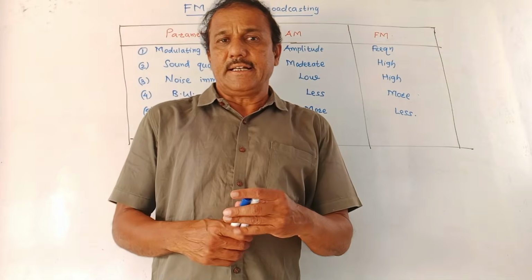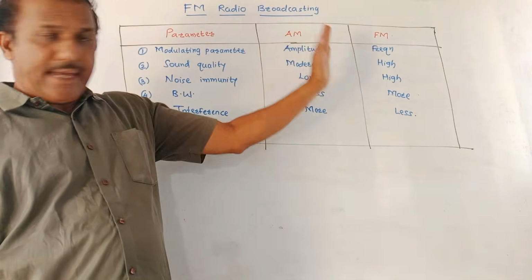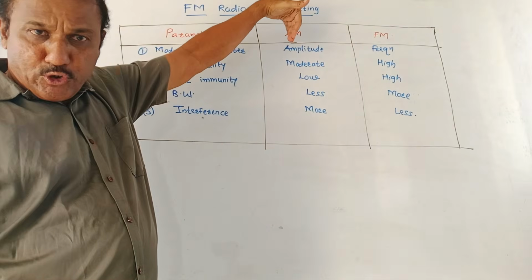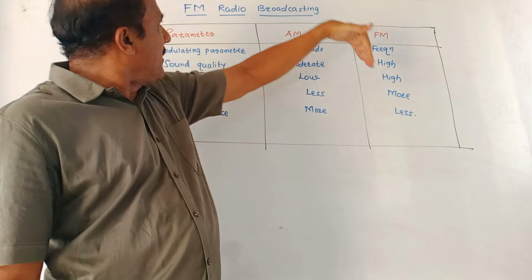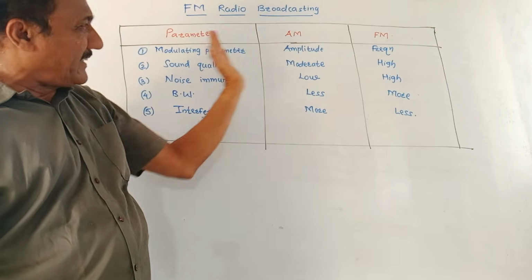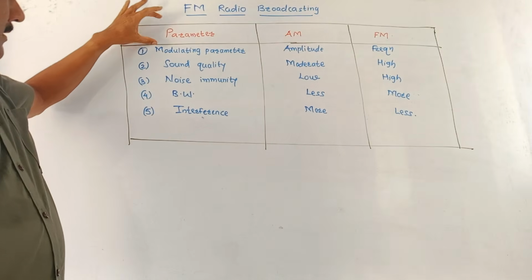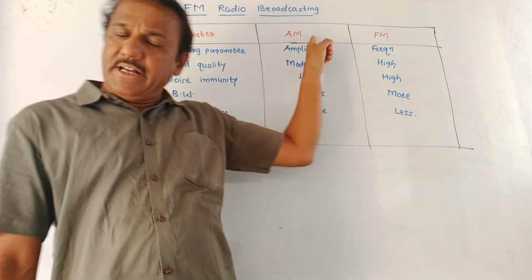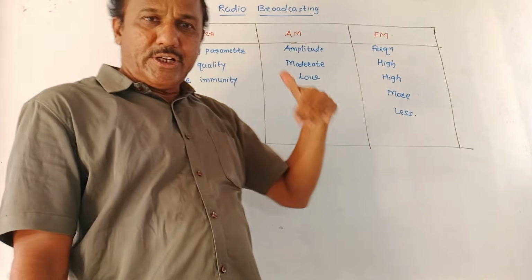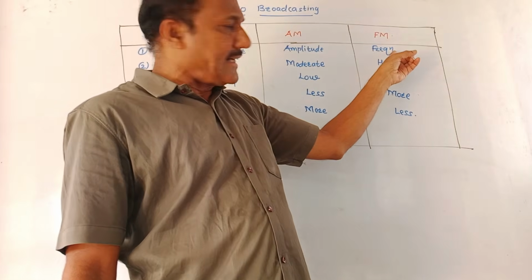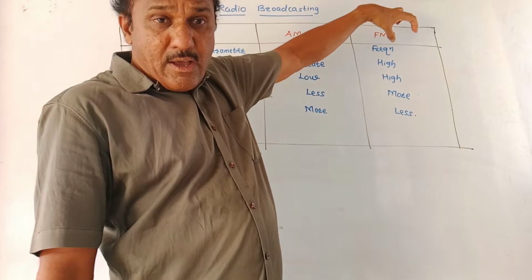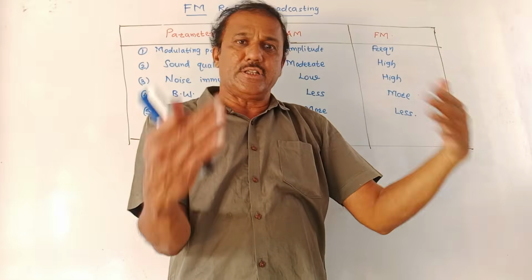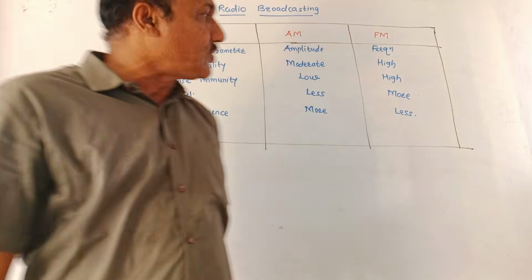Now let us discuss the comparison between FM and AM. FM is frequency modulation, AM is amplitude modulation. We discussed the FM radio broadcasting system. Now let us compare these two. We'll discuss it parameter wise. The first parameter is the modulating parameter. As the name indicates, in amplitude modulation the modulating parameter is amplitude, and in this case it is the frequency. That means in FM, as we discussed earlier, the frequency changes as per the change in the message signal, whereas the amplitude remains constant.